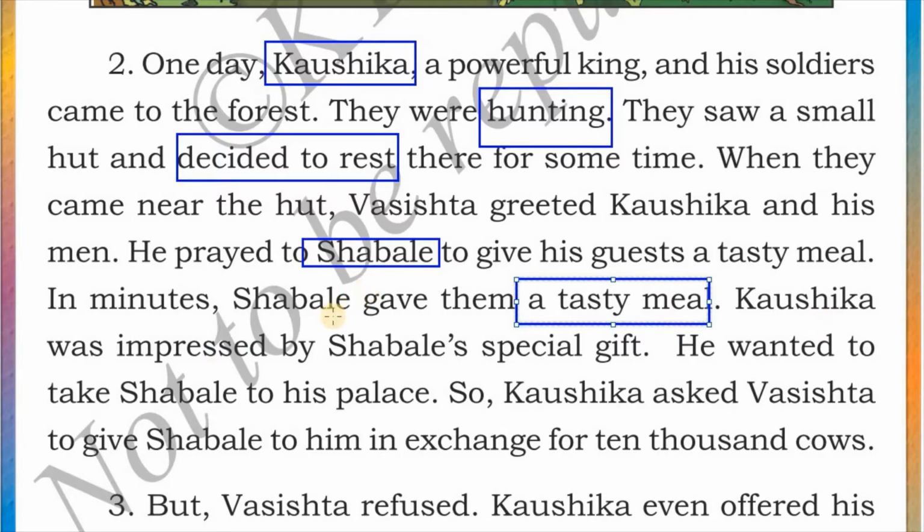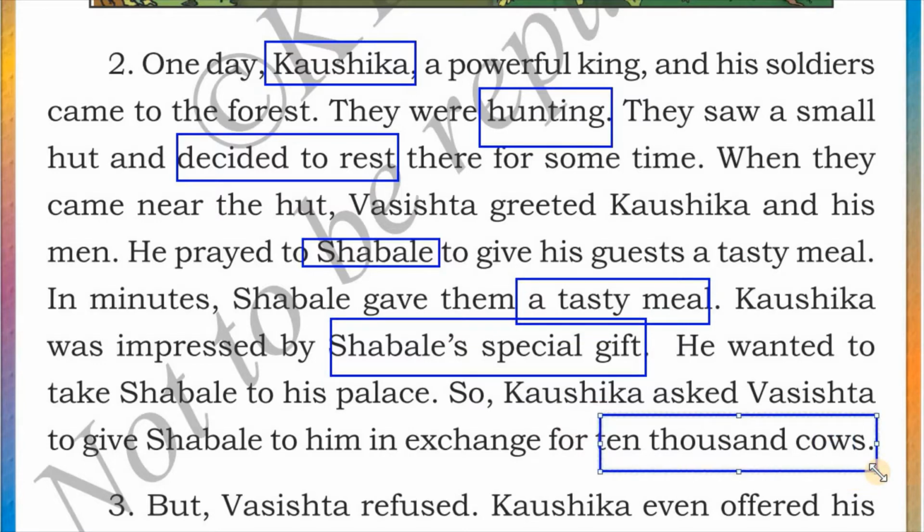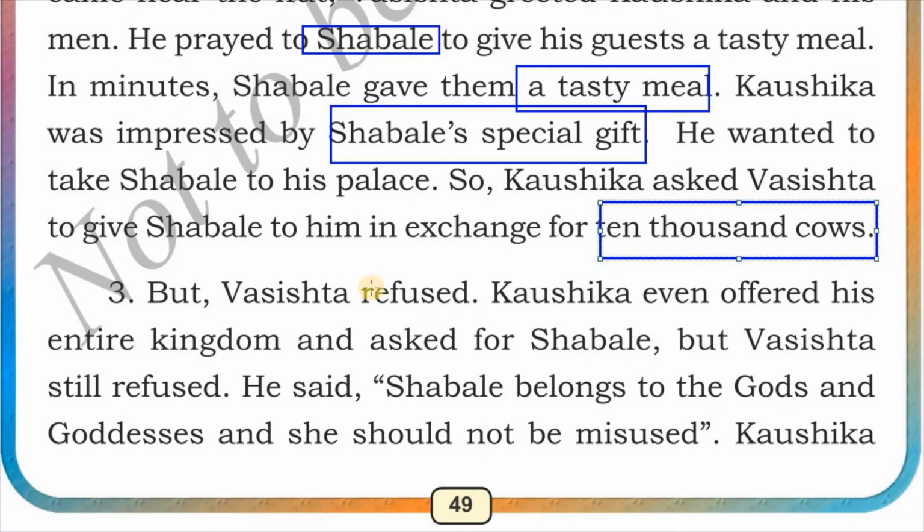So Kaushika was very impressed by Shabale's special gift. As we all know, Shabale had the ability to give Vasishta whatever he wished for. Kaushika saw this and wanted to take the cow to his palace. In exchange for one Shabale, he asked Vasishta to take 10,000 cows. So Kaushika is saying, I will give you 10,000 cows if you give me Shabale. But Vasishta refused. Refused is to say no.